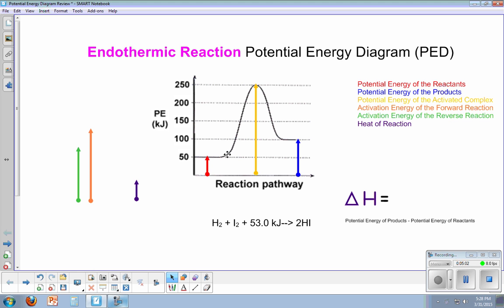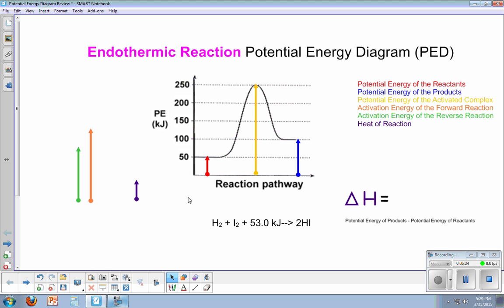So we said, in order for this reaction to occur, I need to gain 250 kilojoules. That's where the top of my peak is. But I already am starting at 50. So activation energy is how much energy needs to be absorbed in order for a reaction to occur. Well, you may think I would say 250. But remember, I'm already starting at 50, so I really only need to absorb 200 for my reaction to occur.